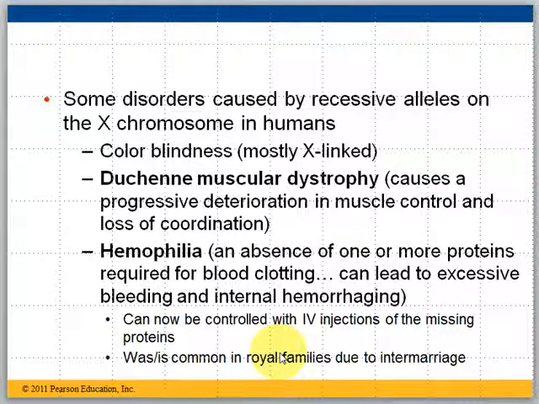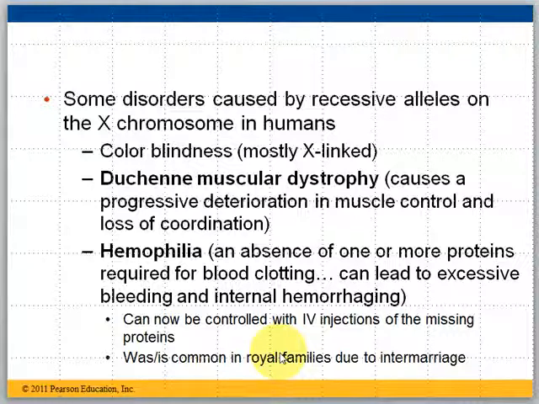There's a muscular dystrophy called Duchenne muscular dystrophy that causes a progressive deterioration in muscle control and loss of coordination. That also is an X-linked trait, more common in males. And then hemophilia. Hemophilia you may have heard of before. It's a problem where your blood doesn't clot very well. There's an absence of one or more of the proteins that help clot blood and create a scab.